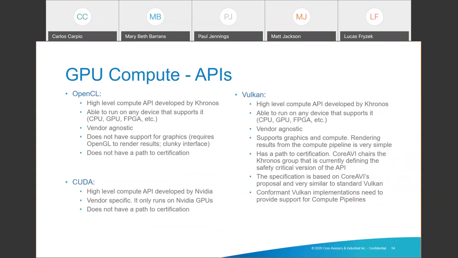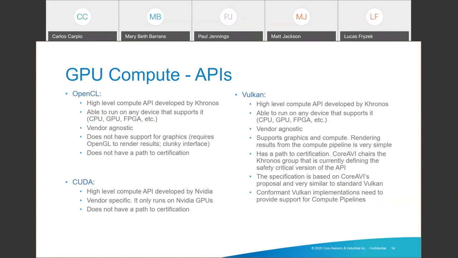The other big standard is CUDA, which is a high-level compute API defined by NVIDIA, and it's vendor specific. It's only implemented on NVIDIA hardware, and like OpenCL, it doesn't have a path to certification. So in a safety critical system, it's not really an option.